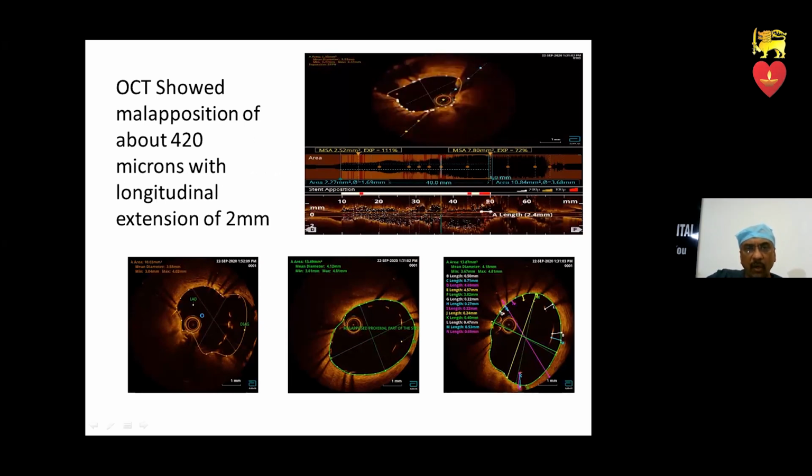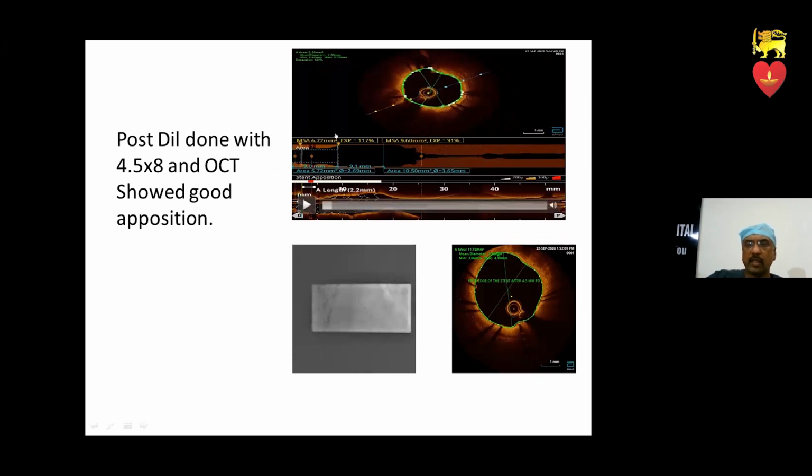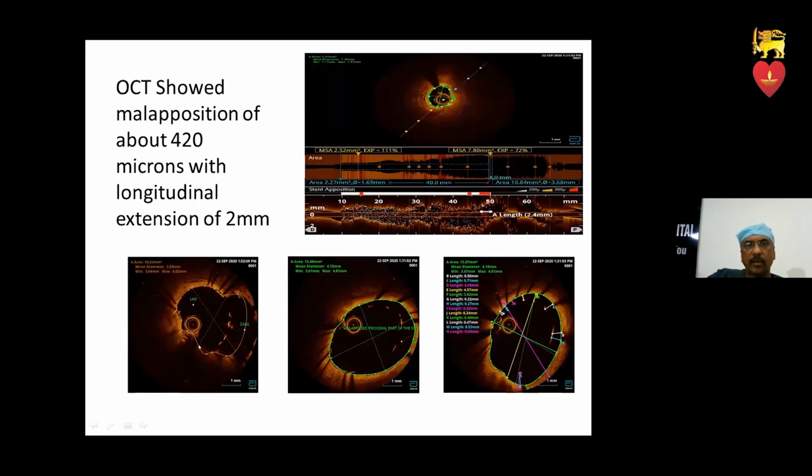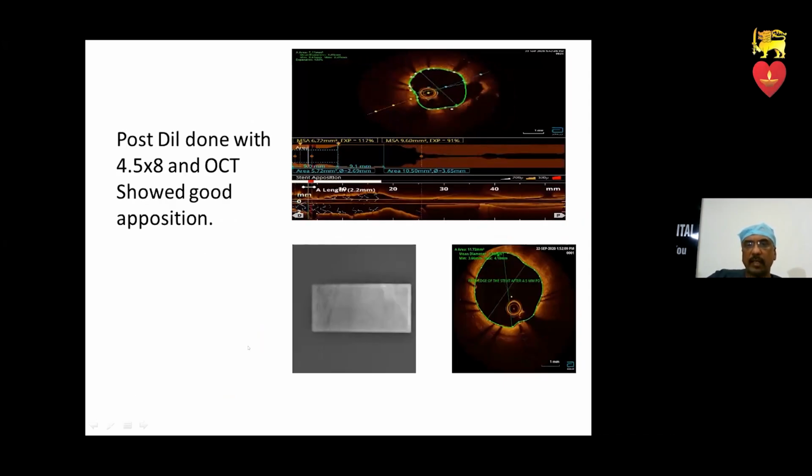But if you look at the images below and to your left, you see gross malapposition, almost up to 600 microns malapposition in the proximal main branch. So what did we do? We post-dilated with a 4.5 millimeter balloon. It's like doing a POT with a 4.5 millimeter balloon, after which we repeated an OCT and were able to see beautifully that there's absolutely no malapposition in the entire segment.